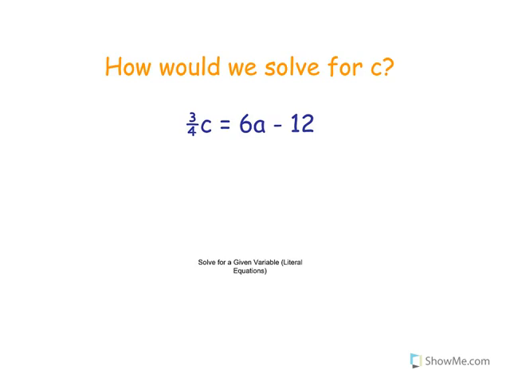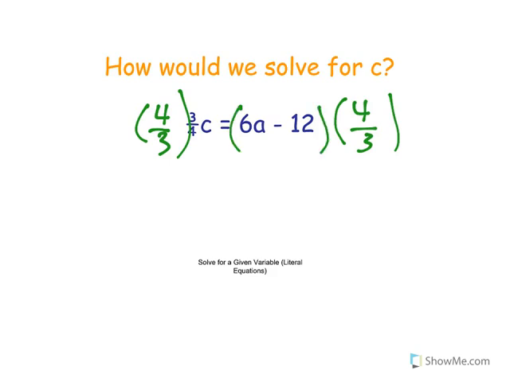All right, so again, what do we do? And you guys are saying we multiply by the reciprocal, and I'm saying wonderful. And then I'm saying, oh no, how am I going to do that over here? And then you're screaming, use parentheses. And yes, I'm going to use parentheses, which means I have to distribute. So when we distribute, we're going to do 4/3 of 6a, and 4/3 of -12. On the left side, 4/3 of 3/4 is just 1, so that's going to give us c. And 4/3 of 6a is 24/3a, which is 8a. And 4/3 of -12 is -16. So we get c equals 8a minus 16.